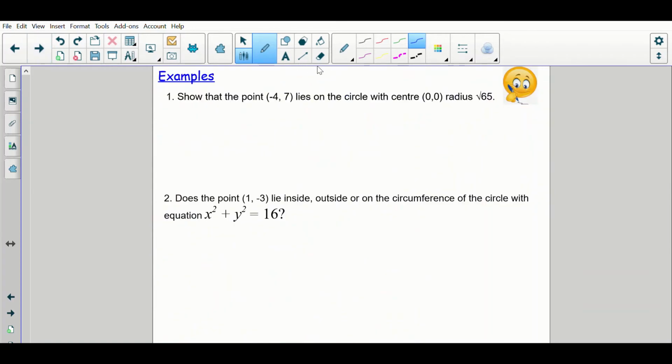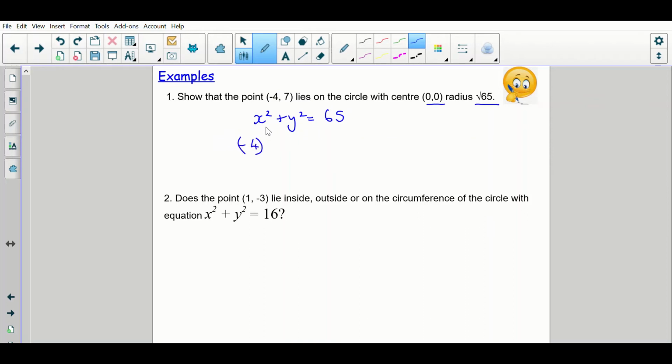Right, let's look at some example questions and write them down in our notes. So, show that the point minus 4, 7 lies on the circle with centre 0, 0, radius root 65. So in order to show this point lies on the circle, the first thing I've got to do is write down its equation. Well, if it's centre 0, 0 and radius root 65, I know the equation is going to be x squared plus y squared equals 65. And if I want to show that minus 4, 7 lies on the circle, I've got to show that minus 4, 7 satisfies the equation.